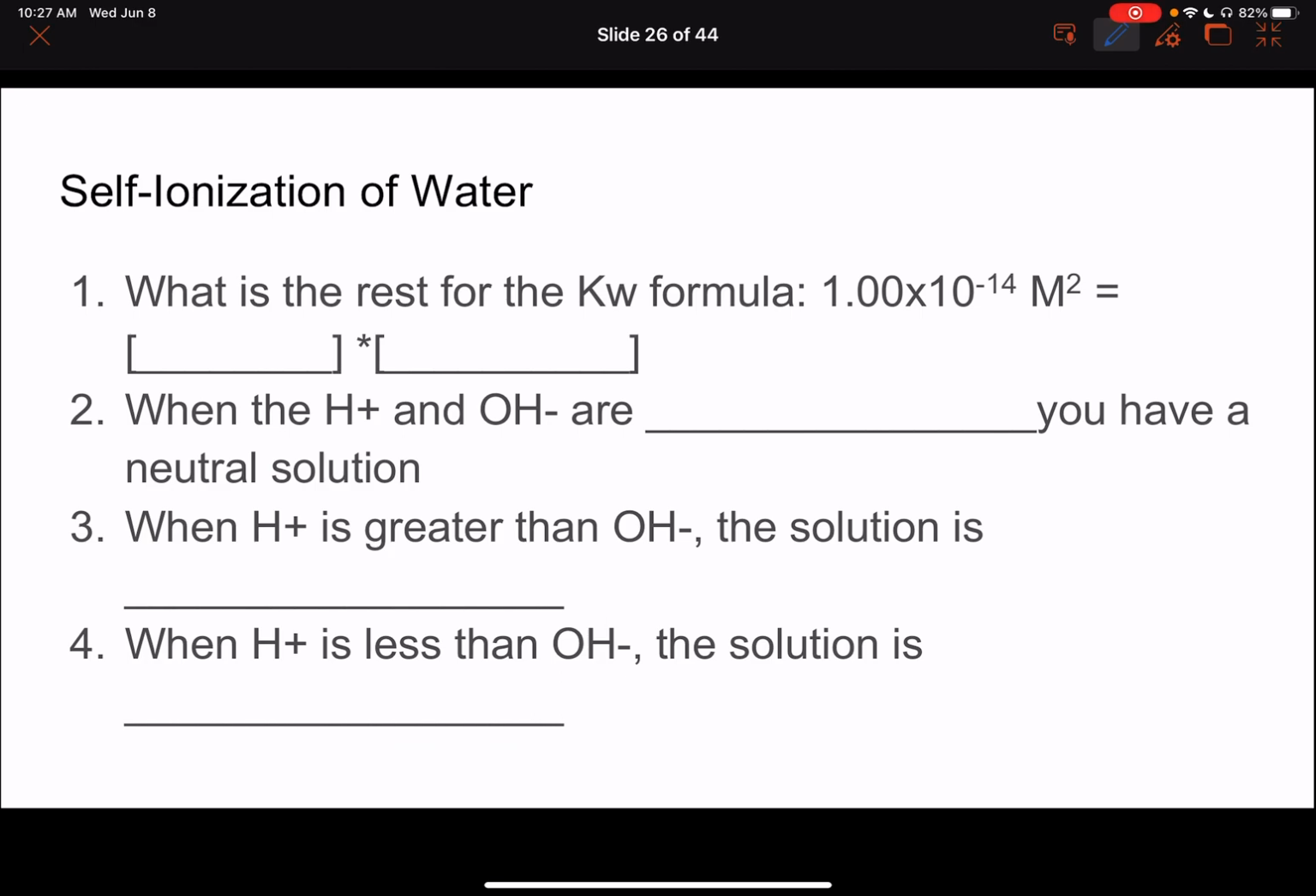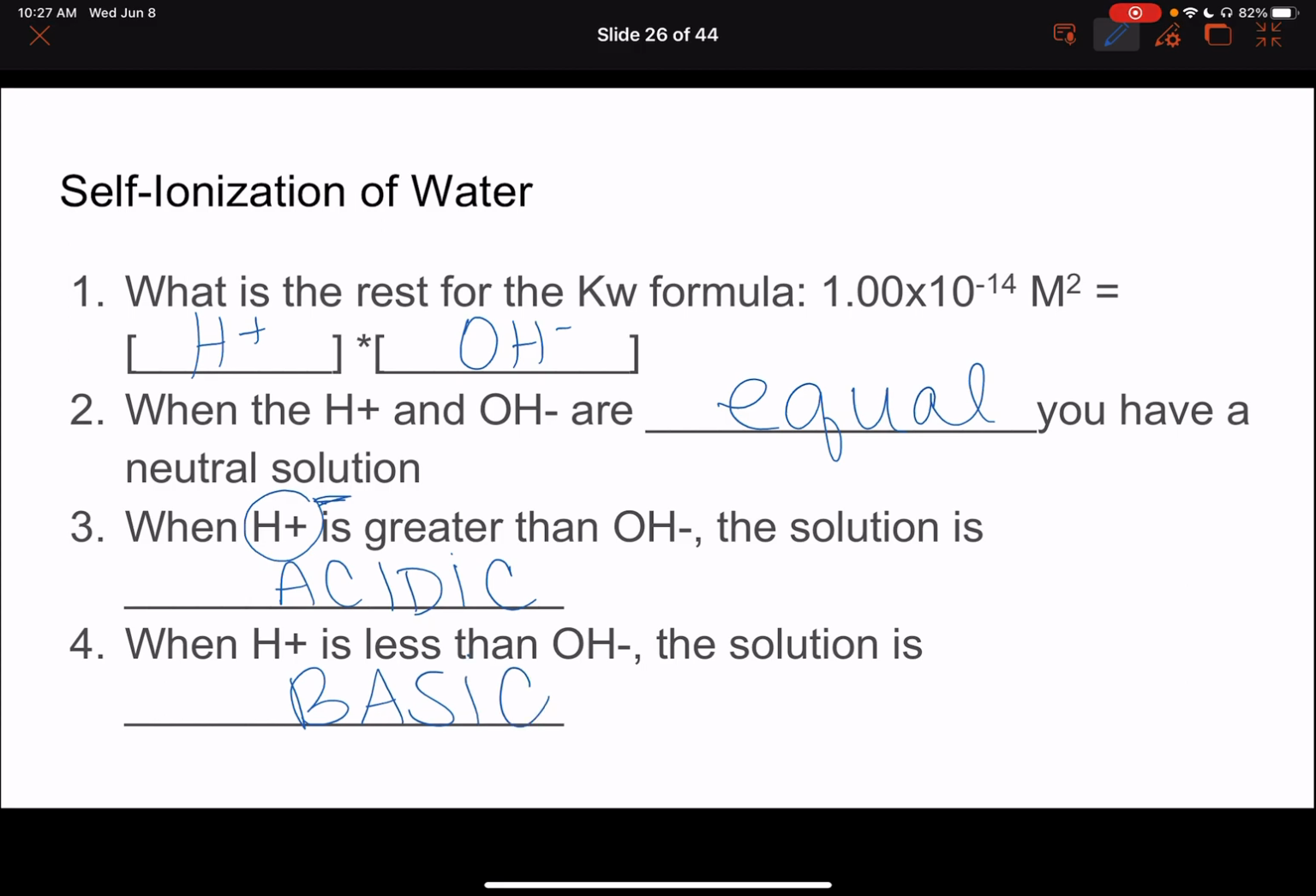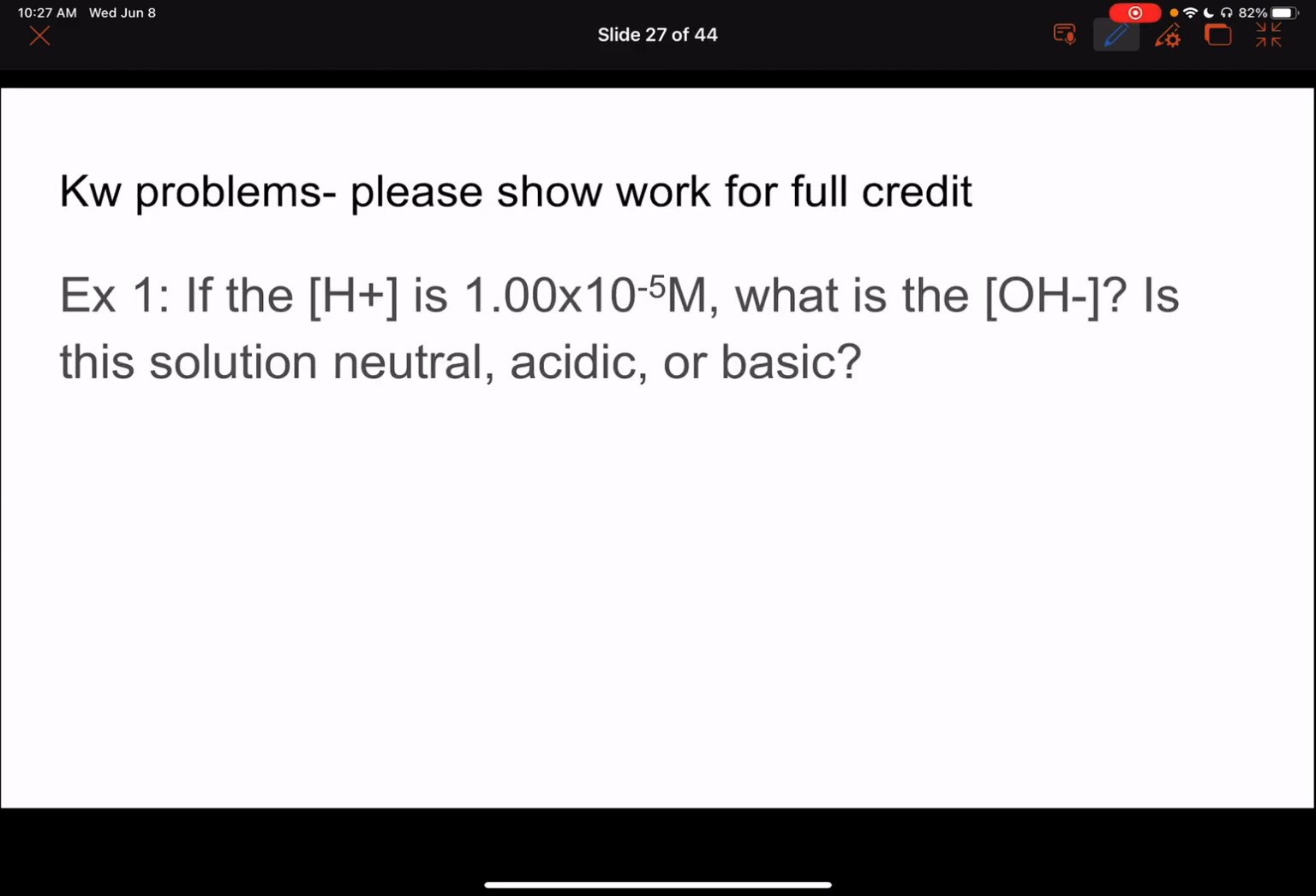So what's the rest of the formula for our Kw formula? We take the concentration of H plus and we times it by our OH minus. When H plus and OH minus are equal, you're going to have a neutral solution. When H plus is greater than OH minus, it's going to be an acid or acidic. It's because that's its signature ion. When H plus is less than it, you're going to have it be basic, because we'll see that the OH minus is its signature ion for it. So when you're doing these Kw problems, you might want to pause the video and then come back and check your work for it.